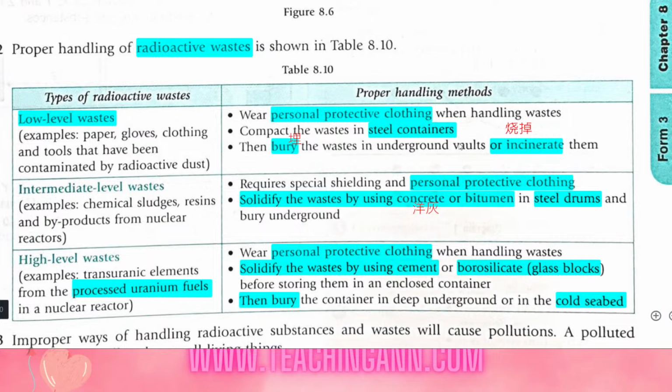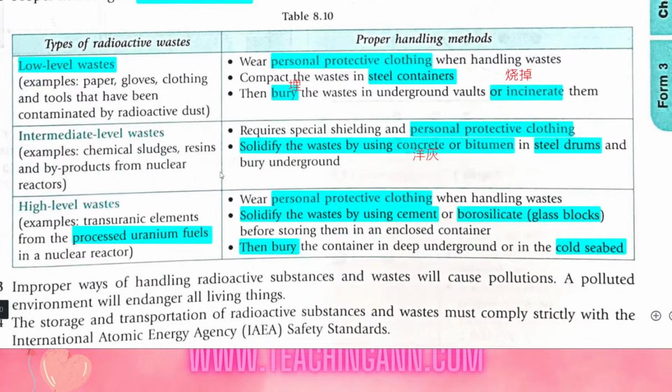And then put it in a steel container, take note, and then you have to bury the waste. Okay, and then the other one, intermediate waste, this one is like chemicals, sludges, resin. Do you know what resin is or not? Nobody wants to answer me. Resin is a chemical, a byproduct from nuclear. So this one also you need to wear personal protective clothing. This one, you need to solidify the waste by using concrete.